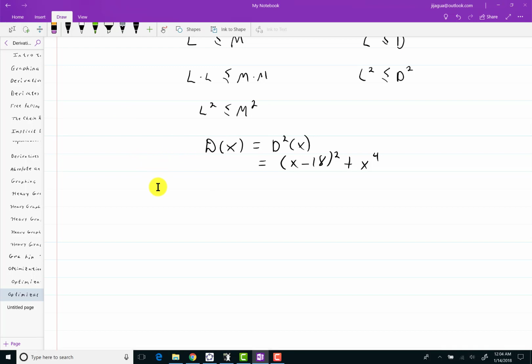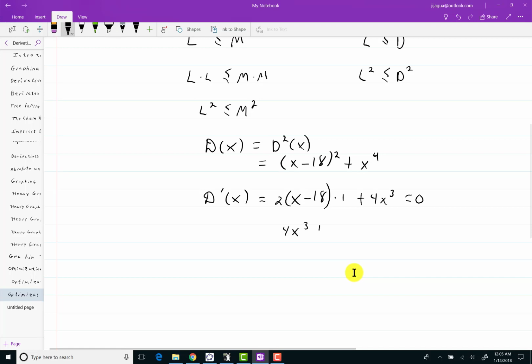So let me take the derivative of my new script d. Script d prime of x equals, remember, take the exponent down in front, so I have 2 times (x minus 18). The derivative of x minus 18 via the chain rule is 1, plus 4x cubed. And remember, you want to set this thing equal to 0. So I'll get 4x cubed plus 2x minus 18 equals 0.